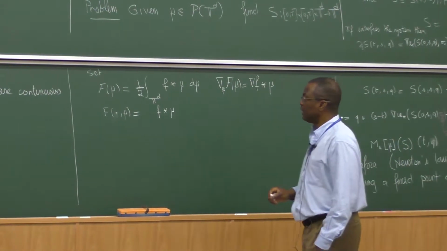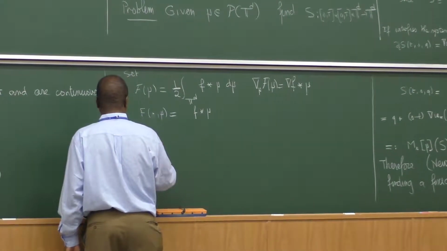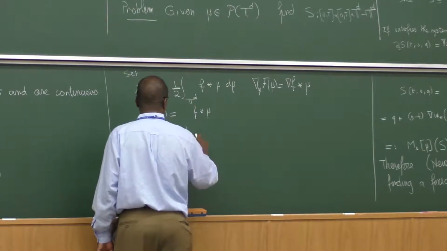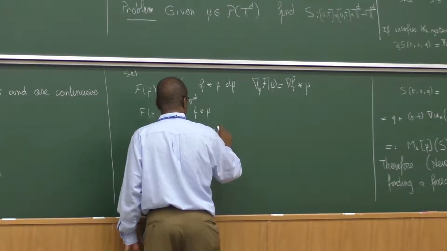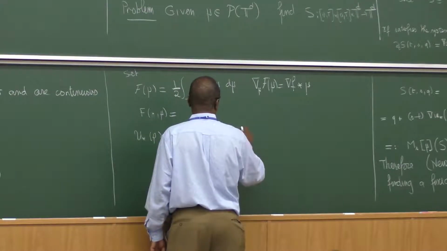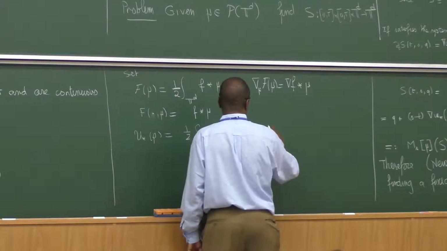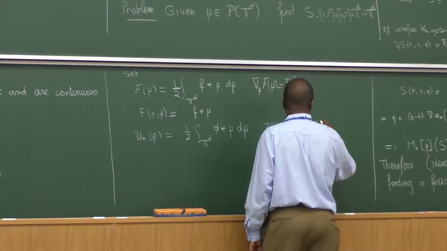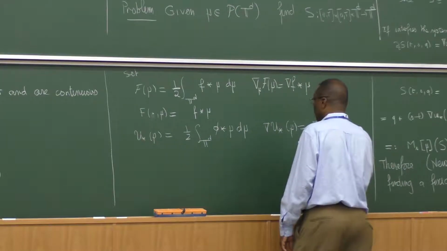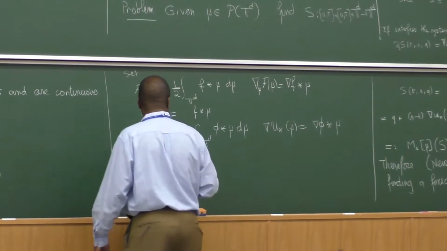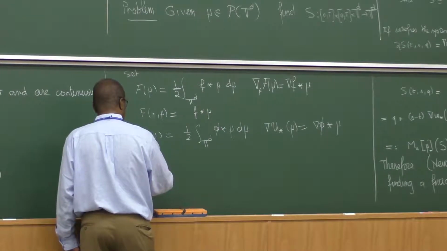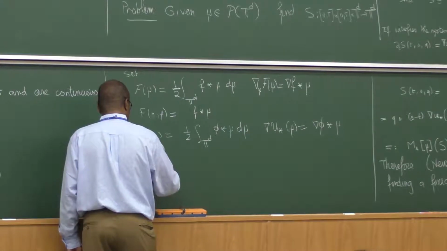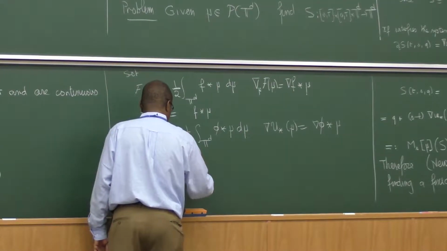And the same thing if you choose U star of mu to be 1/2 the integral on the torus of phi convolution mu d mu. Then the gradient of U star at mu is the gradient of phi convolution mu. And U star is the phi convolution mu.